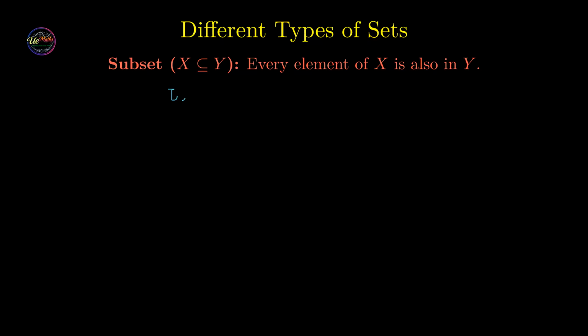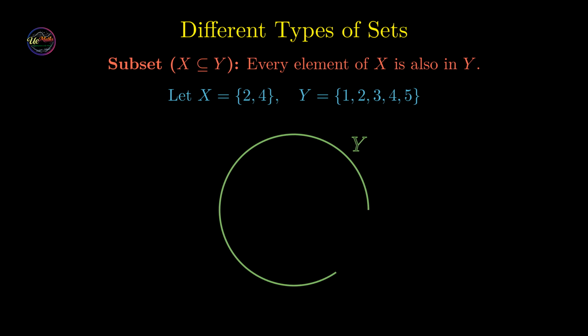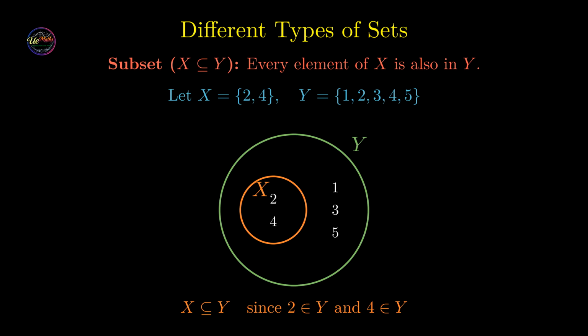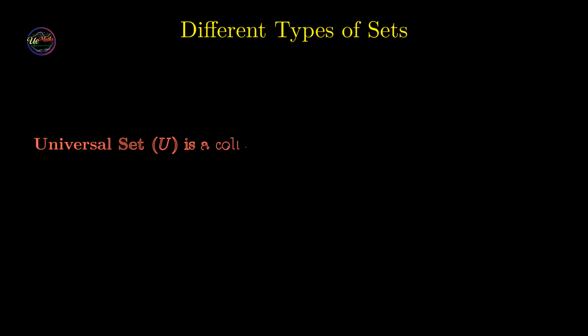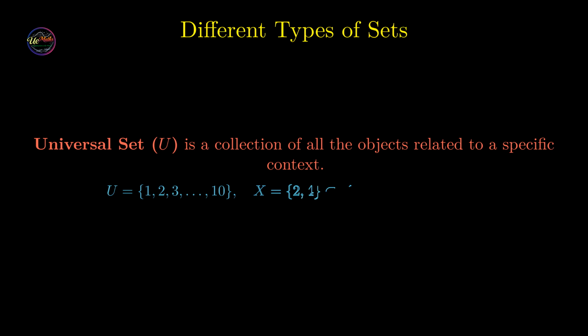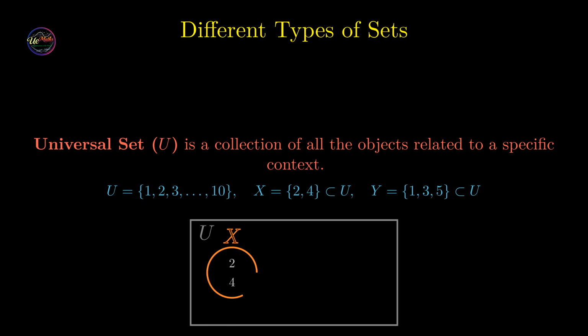Subsets are sets whose elements are entirely contained within another set. For example, if X contains 2 and 4, and Y contains 1, 2, 3, 4, and 5, then X is a subset of Y, since every element of X is also found in Y. The universal set is a collection of all the objects related to a specific context. For example, if U contains the numbers 1 through 10, both X and Y can be defined as subsets within that universal set.